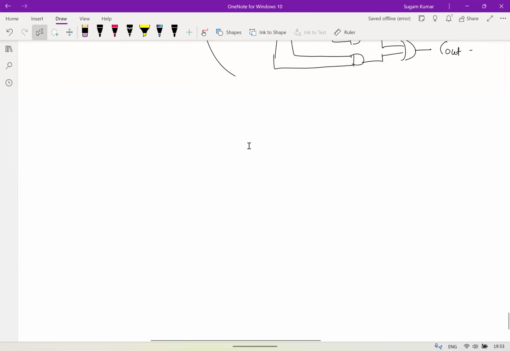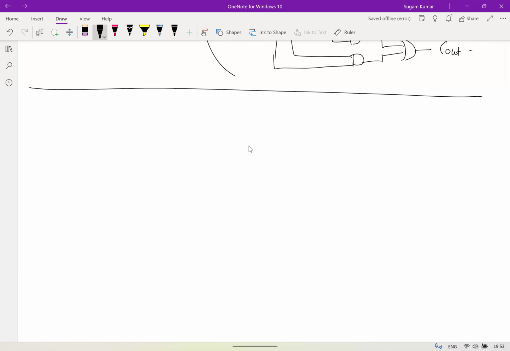Okay, so we are done with the one qubit gate. Similarly, we can have a two qubit gate also.